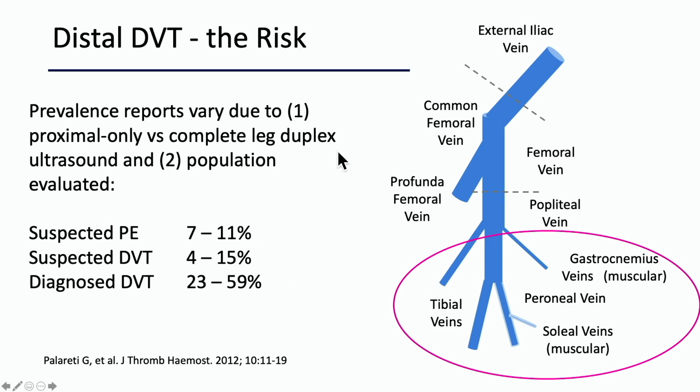Now, the prevalence really varies based on the type of study that you do, whether that's a proximal only study up to the popliteal vein or a complete leg ultrasound, as well as the population that you're investigating. So if you're looking at patients who are presenting with suspected PE as compared to those with a diagnosed DVT, the prevalence rates are going to vary.